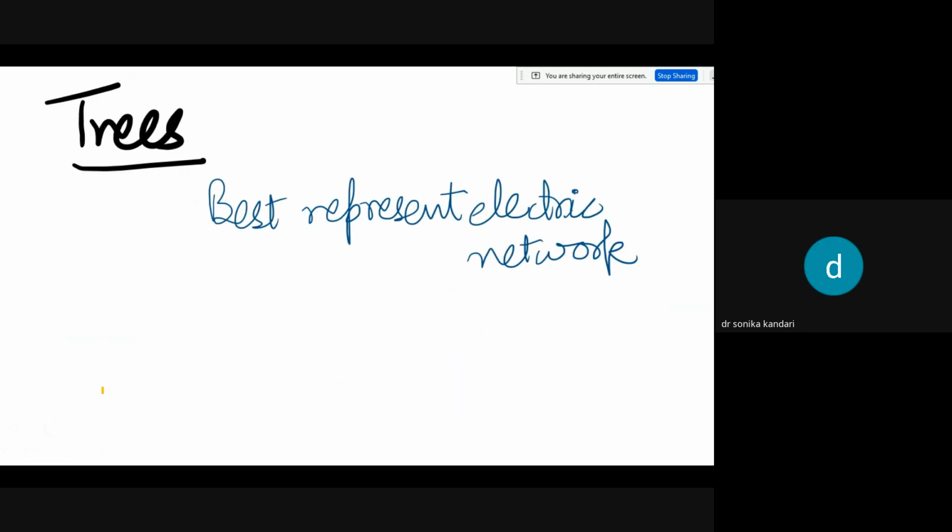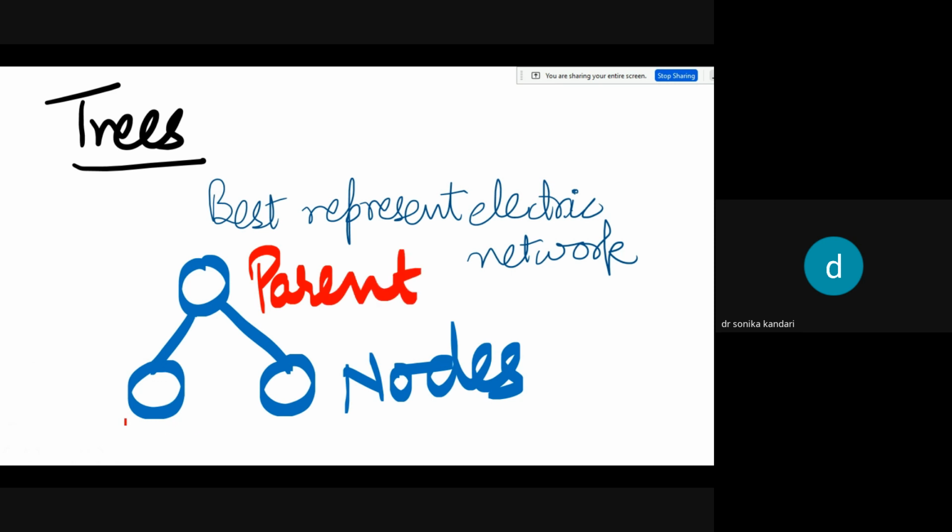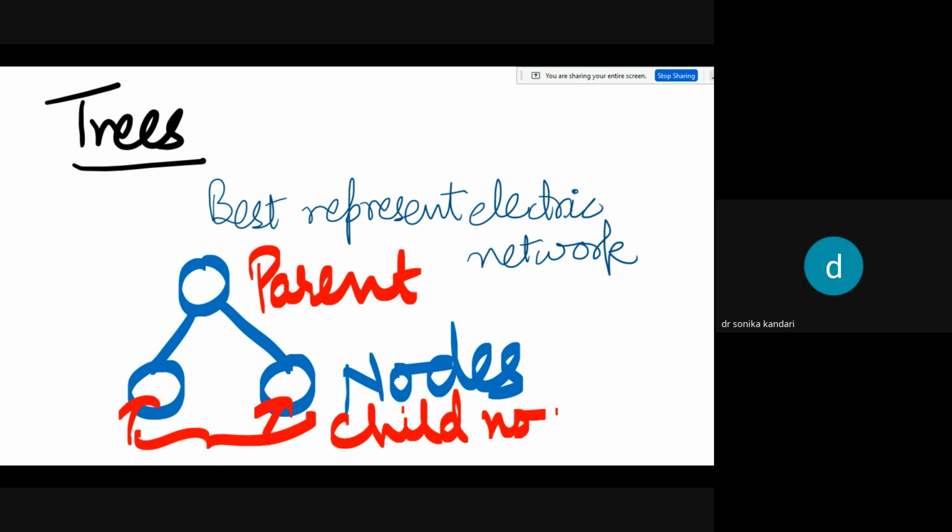Now trees. You have studied trees? Yes, ma'am. So how can you represent trees like this? These are what? These are nodes. And there is no cycle in a tree. This is the parent node. These are child nodes, or we can say these are siblings.